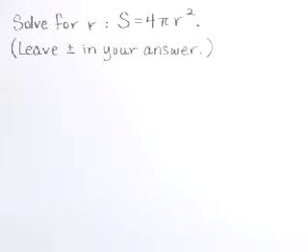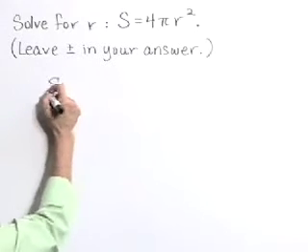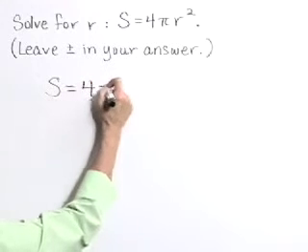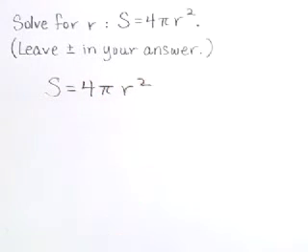Solve for r in the equation s is equal to 4 pi r squared. Leave plus or minus in your answer. Let's just rewrite that equation, s equals 4 pi r squared. Notice that we want to solve for r, so that's what we wish to isolate by itself.